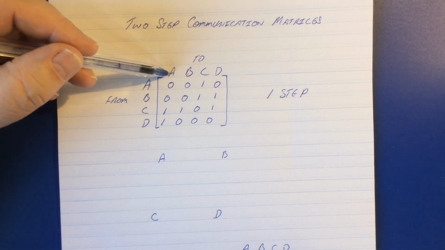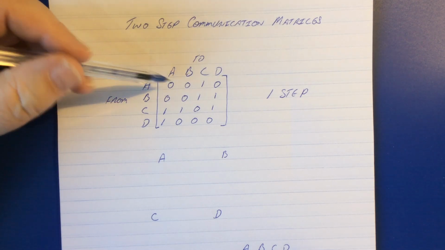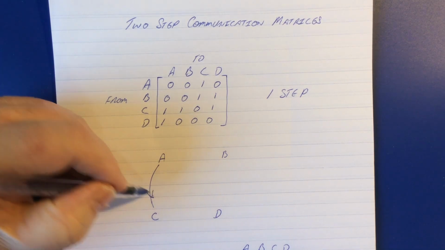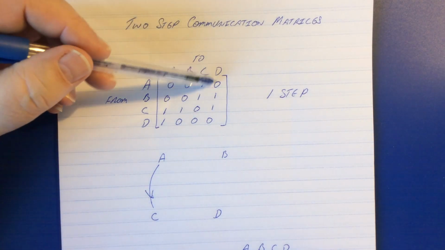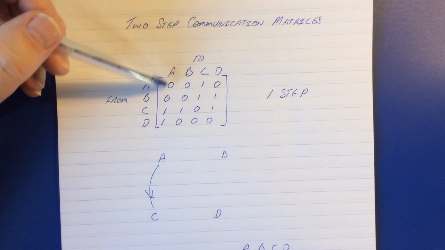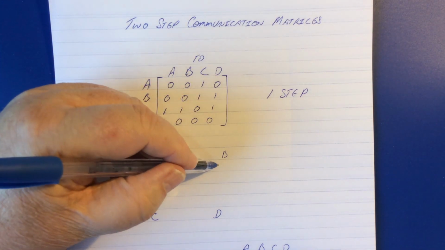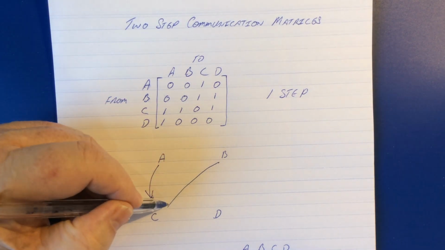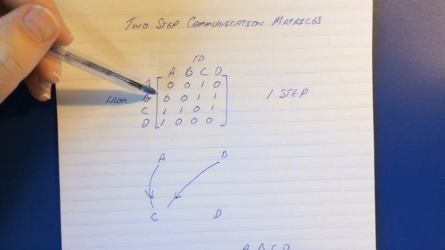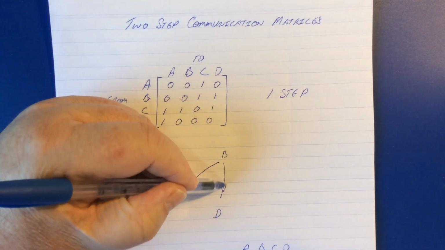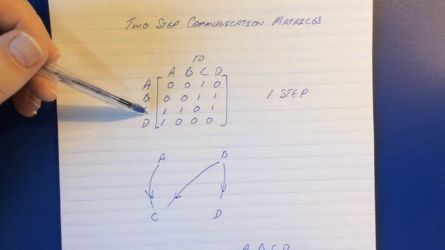So A to A, there is nothing. A to B, there is nothing. A to C, there is 1. These are directional, so I put arrows on them. A to D, there is nothing. B to A, there is nothing. B to B, there is nothing. B to C, there is 1. And B to D, there is 1. So you can see how this is beginning to fill out.